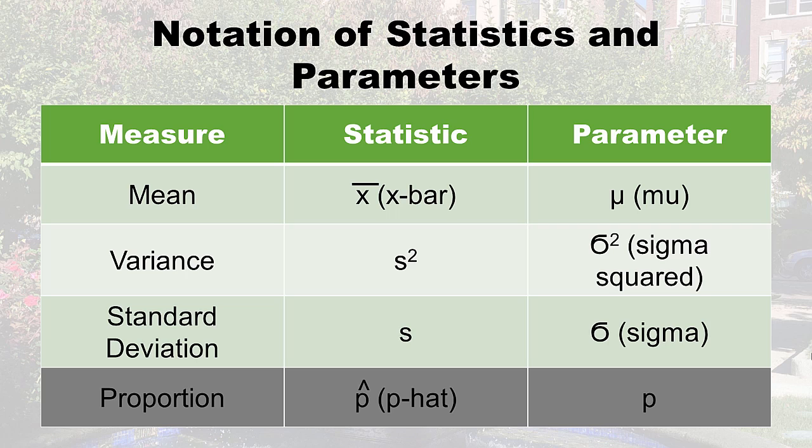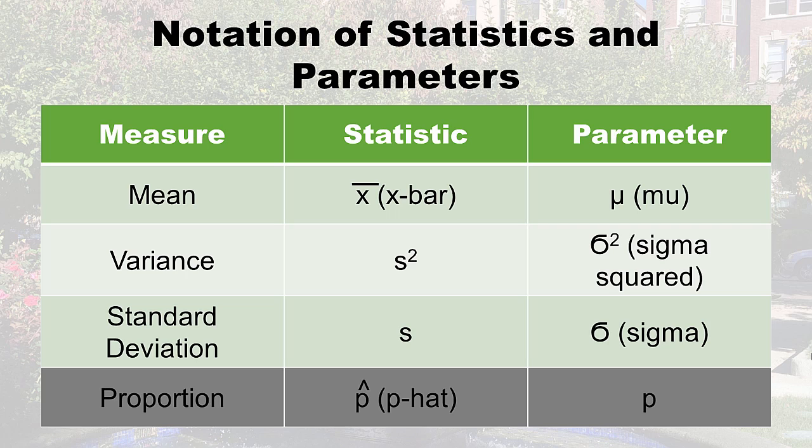Okay, so we have different ways of notating these. So if you look under measure, like you see mean, right? And if it's a statistic, it's X bar. And I say X bar on the slide sometimes because it's hard to make that little line always be positioned above the X. So I'm just lazy. I say X bar. And then under parameter, it's that mu symbol. So it's pronounced mu, but it looks like that thing on the slide.